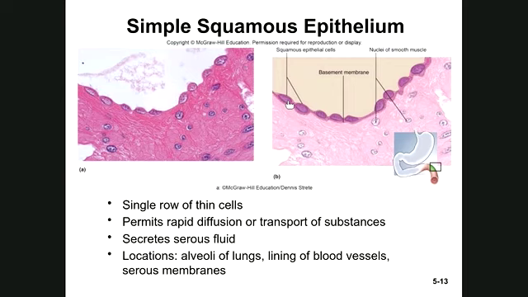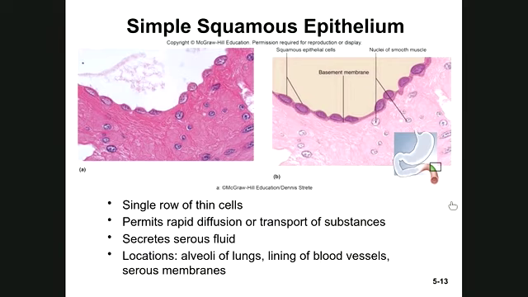They can secrete serous fluid, and their locations are the alveoli of the lung, or the air sacs in the lung, which do the exchange of oxygen and carbon dioxide. Also the lining of our blood vessels, where we need to exchange respiratory gases and nutrients. And also we have them as the covering of serous membranes. You already know the serous membranes, like pericardium, pleura, and peritoneum. So they can cover these serous membranes.